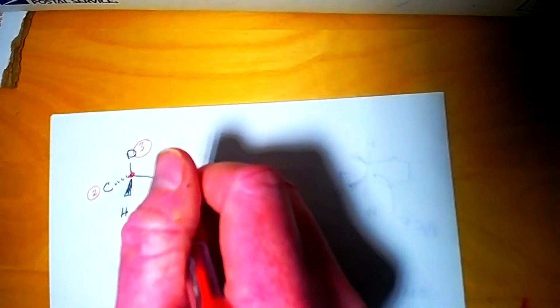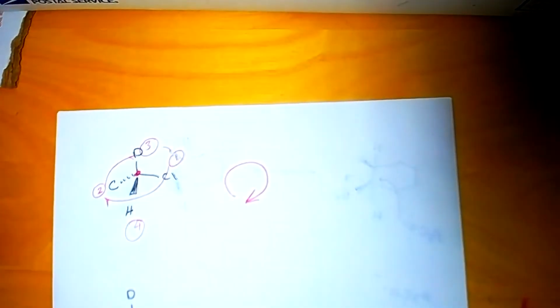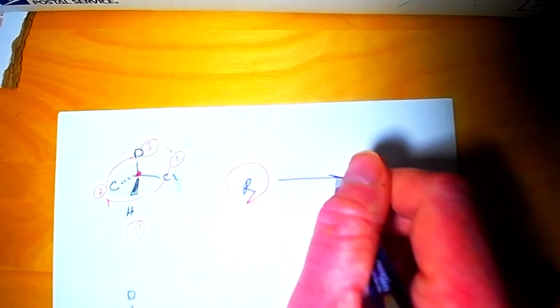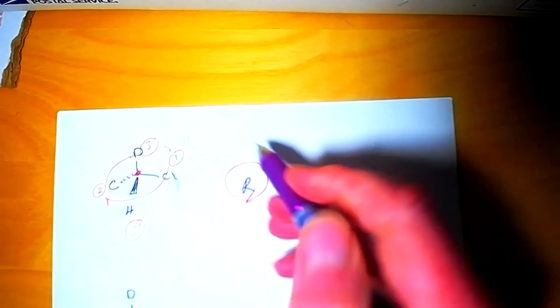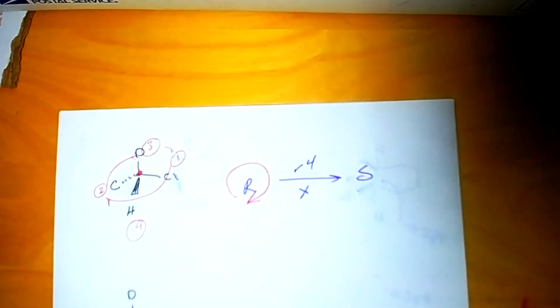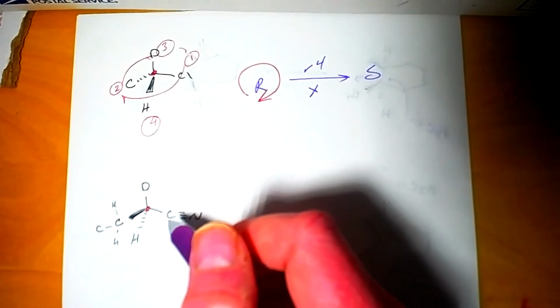Okay, and so if we go 1 to 2, 2 to 3, 3 back to 1, that's rotating like this. It's clockwise, that's R. Check my number 4 group. Here it is wedged up. So that means it gives the opposite configuration. So the substrate should have S configuration. Come down here, do the same thing.